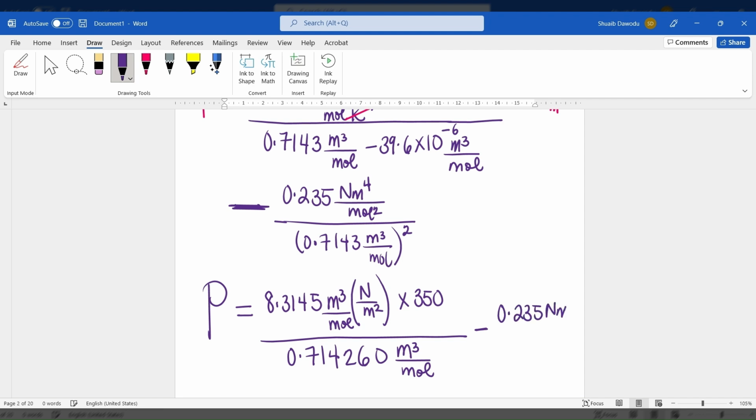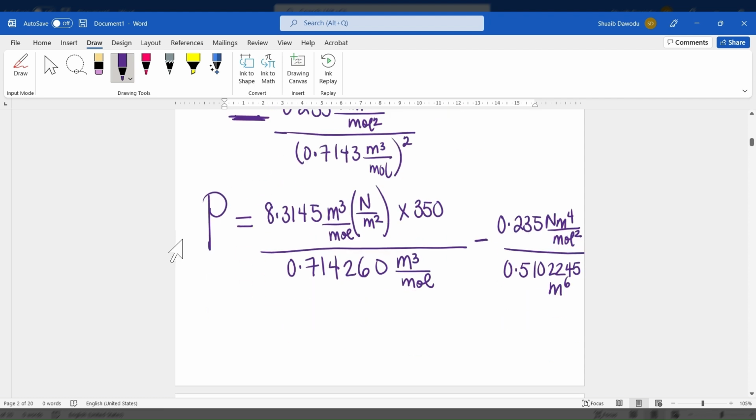Minus 0.235 Newton meter raised to the power of 4 per mole squared, divided by 0.7143 all squared, which is just going to give you 0.51022245. And then, of course, meter cube squared will just give you meter raised to the power of 6, and then per mole squared.